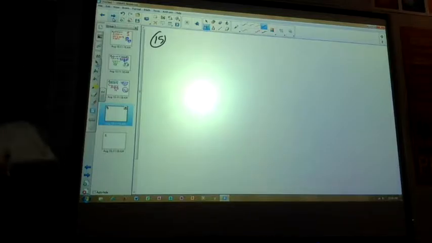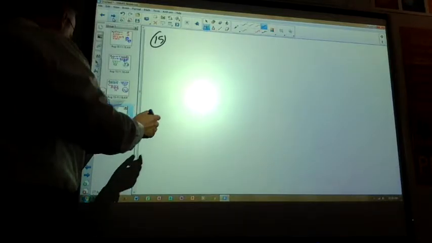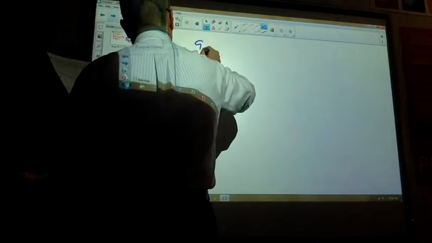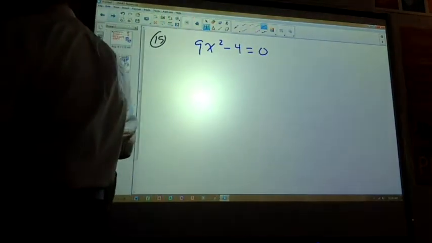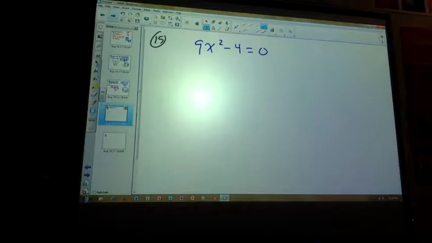All right, number 15. 9x squared minus 4 is equal to 0. Factor first, then solve for x. What does this problem appear to be? What's the specialty of it? Yeah, they're perfect squares. They are perfect squares separated by a subtraction sign, so it's known as what?